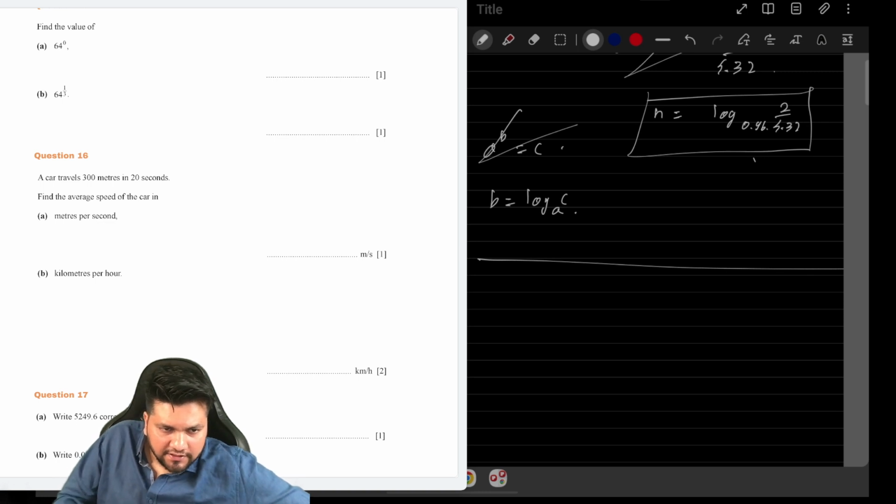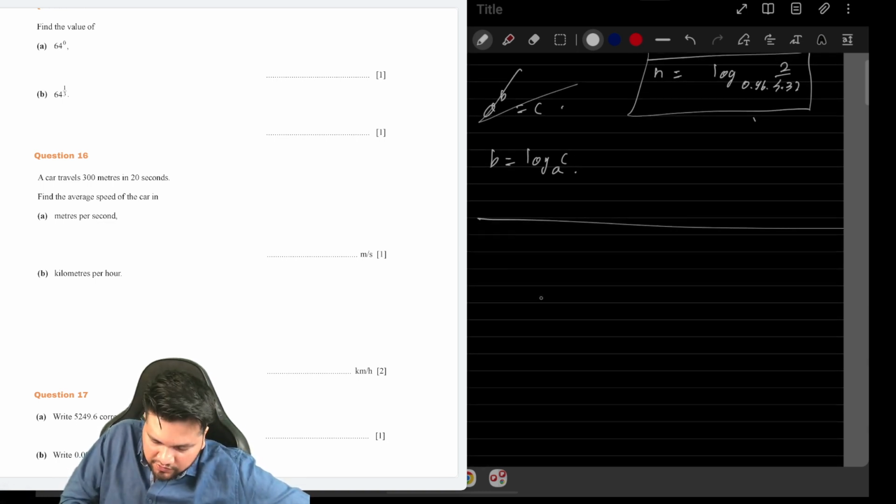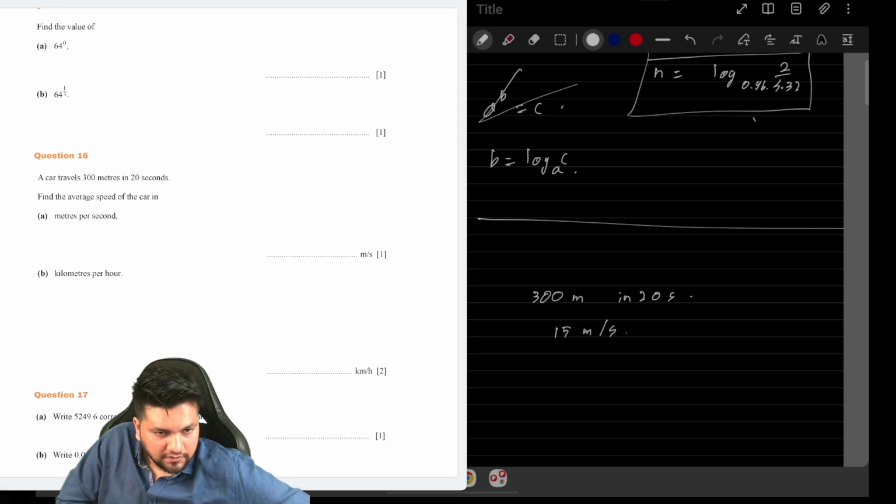So see, a car travels 300 meters in 20 seconds. So if you want, this is nothing but 300 by 20, which is 30 by 2, which is 15 meters per second. That's what the thing is, like every second it is traveling 15 meters. Find the average speed of the car in meters per second. We already found out that is 15 meters per second.